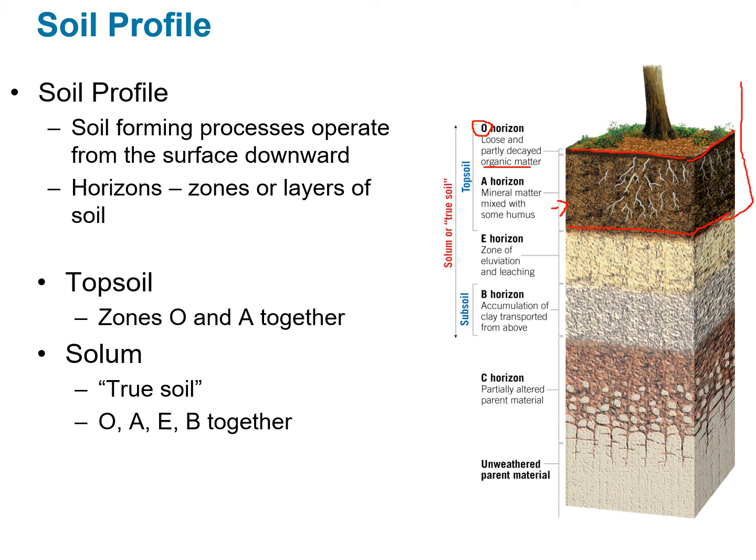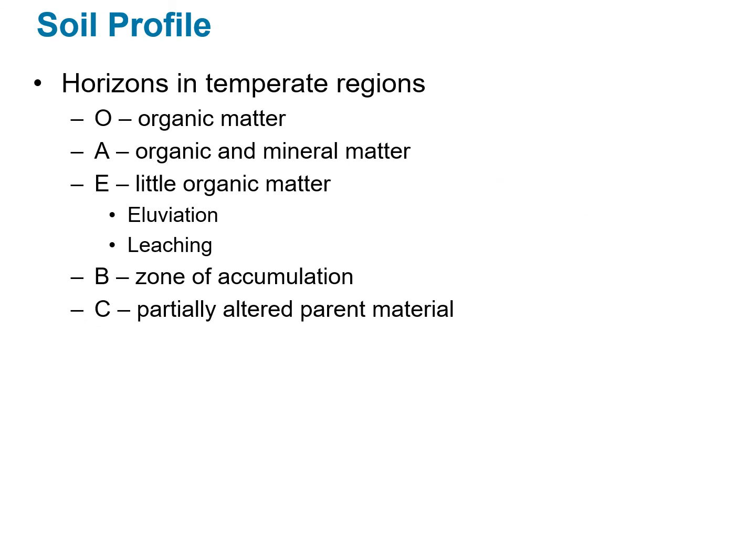Now below the O and A horizons is the E horizon. In the E horizon, this is the area of eluviation and leaching. So water moving through this will leach out a lot of materials and clays downward to the B horizon. This is where the accumulation of clay transported downwards occurs. Then the C horizon is partially altered parent material. This is the parent material, the bedrock, which is breaking down slowly into smaller and smaller pieces, the regolith, and then becoming part of the C horizon. So here's just a repeat of what I just talked about.